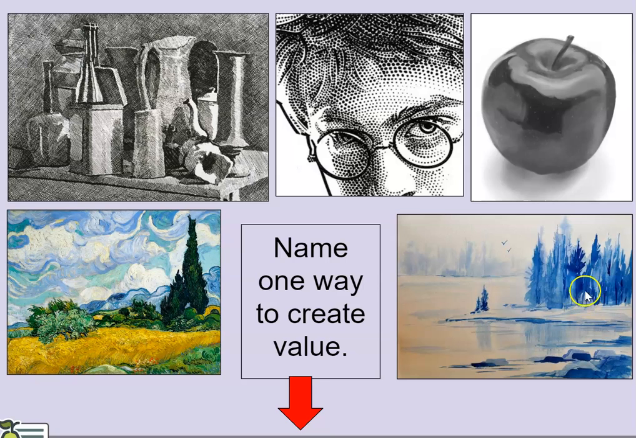All right, here we have a watercolor. We see the different values of the blue, the really dark values, medium values, and then some very light values. In this image with the clouds, we see the same thing, different values of the blues, different values of the greens. Adding white makes the value lighter. We see in the tree, the greens, adding black makes it darker. So name one way to create value.